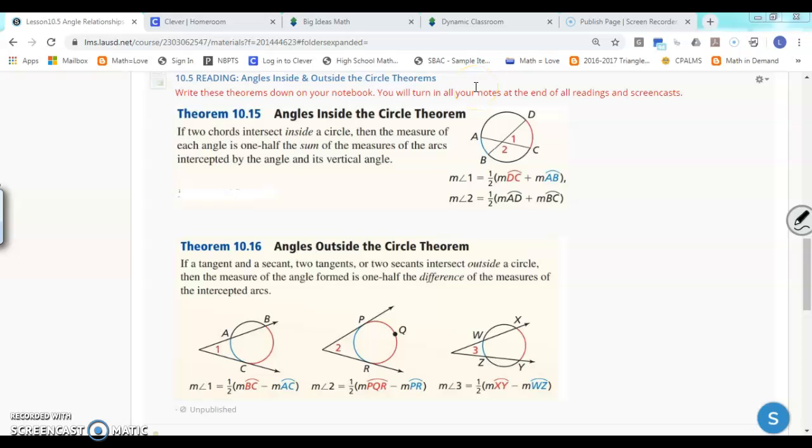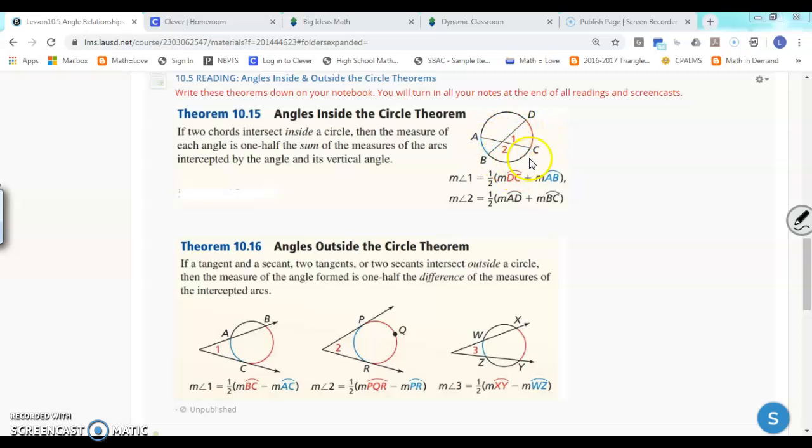So the next reading that we will look at is about angles formed inside and outside the circles. For the first one, if two chords intersect inside a circle, then the measure of each angle is 1/2 times the sum of the measures of the arcs intercepted by the angle and its vertical angle.